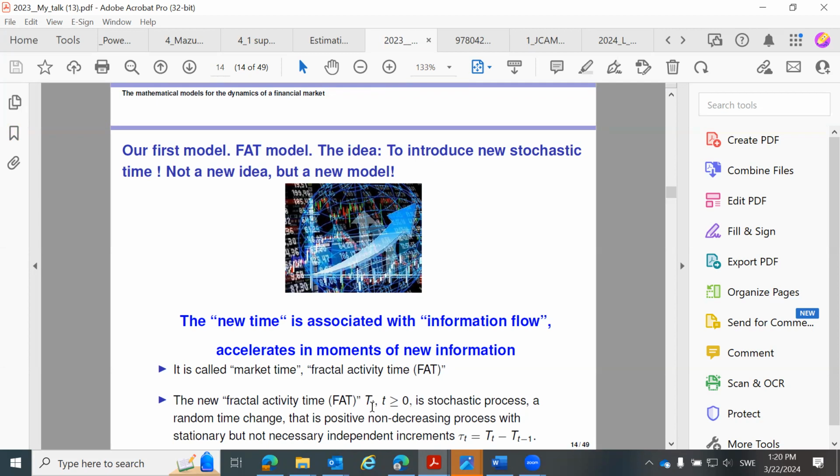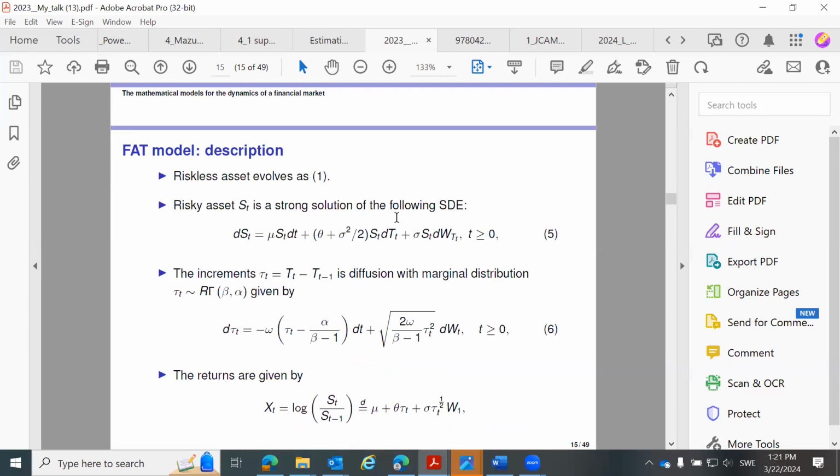So we denote this new time as capital T. It is a stochastic process with stationary but not independent increments. And the model now looks like this formula. You see that the left side, dS(t), is like in the Black-Scholes model. The first term is like in the Black-Scholes model.